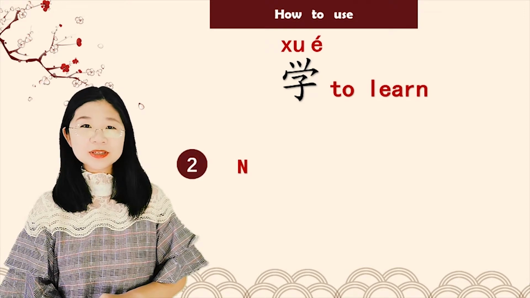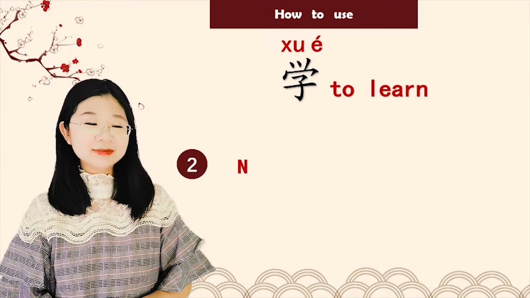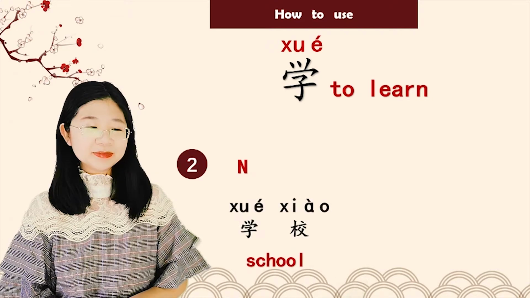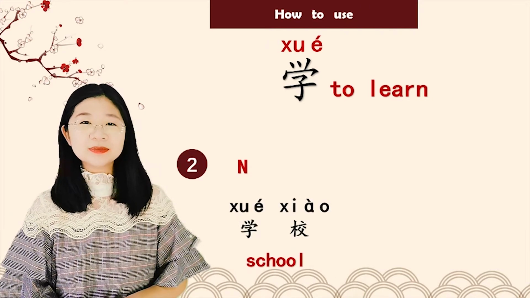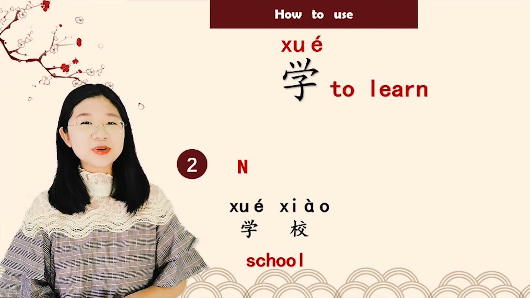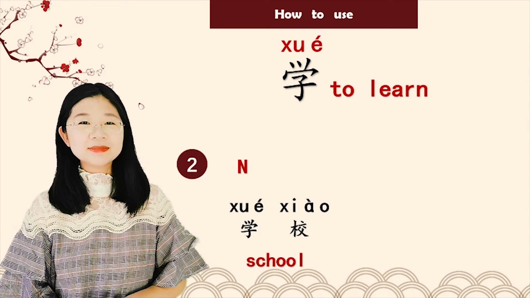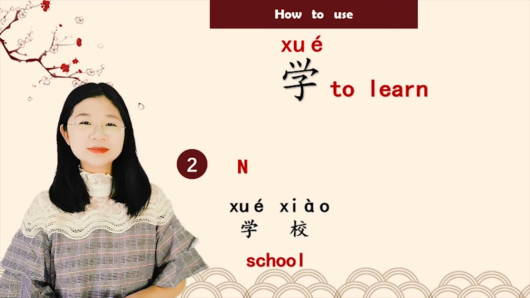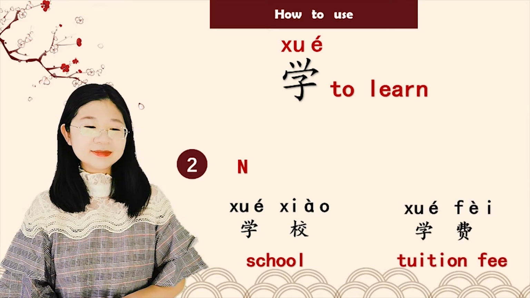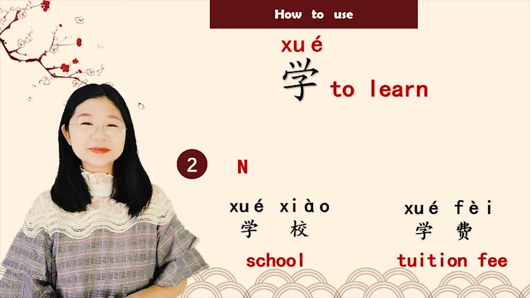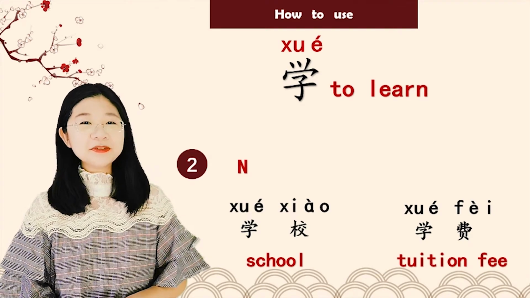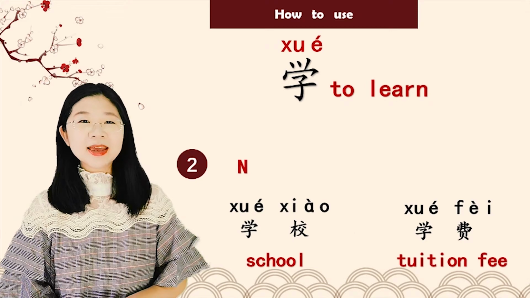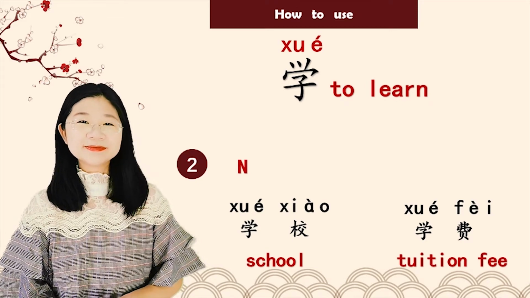The second usage is to use it as a noun. For example, 学校, 学费.